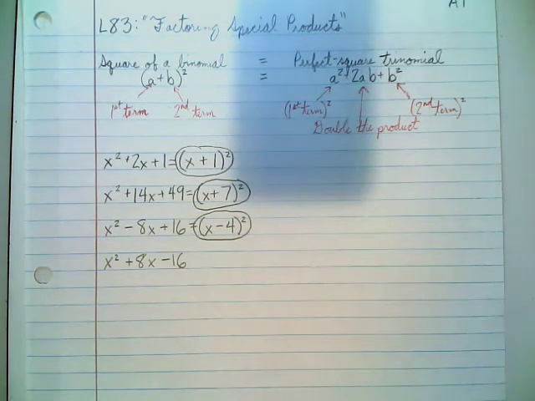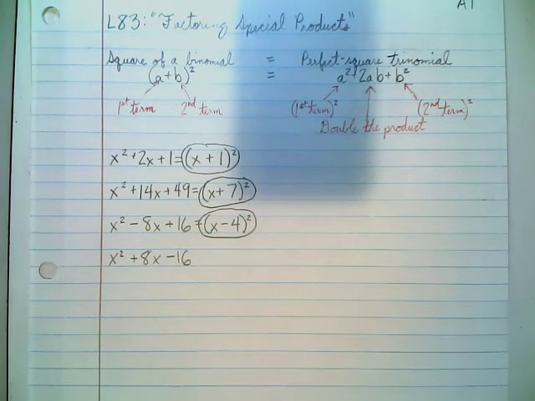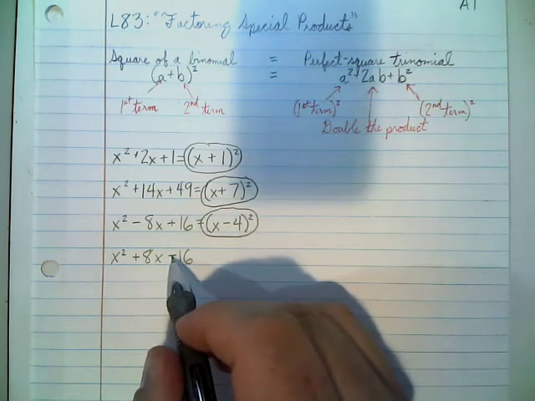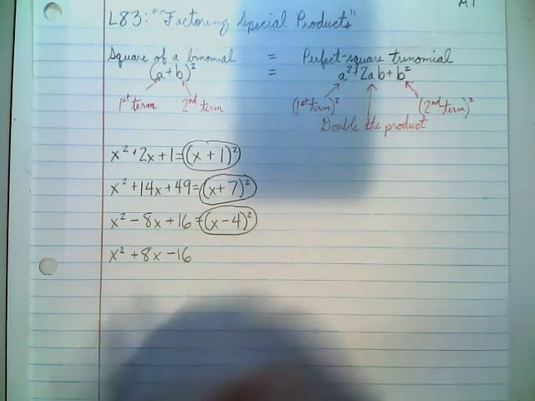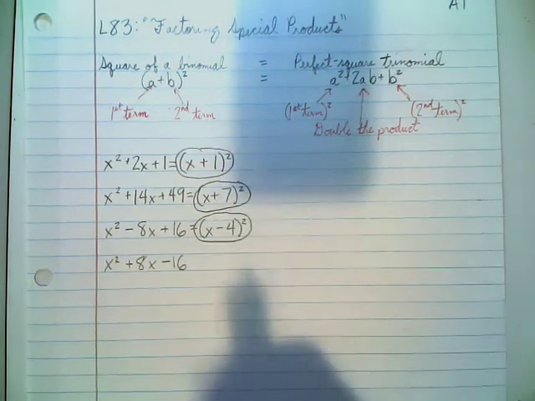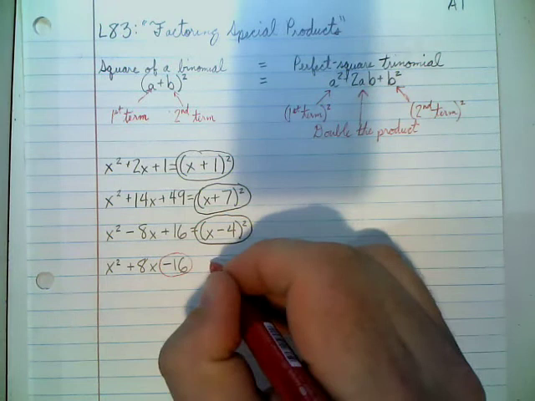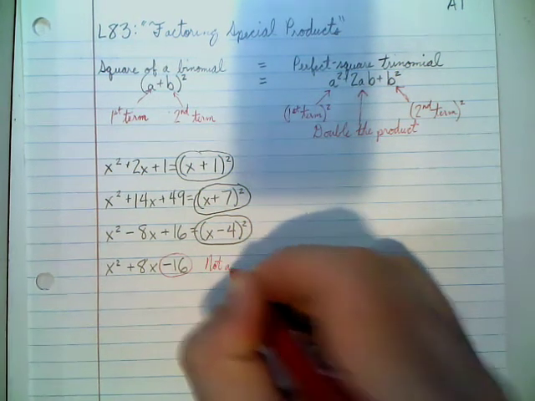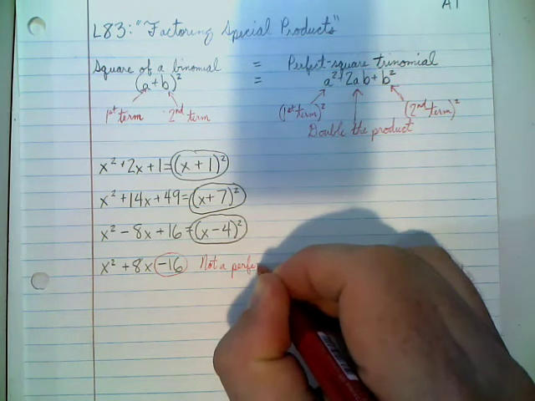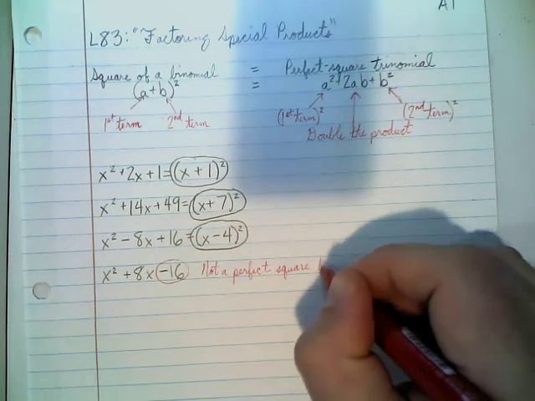So for this one here, is this the square of something? Yes, it's the square of x. Is this the square of something? No, it's not. Because remember, we have to treat minuses like negatives. So this is really a negative 16. And negative 16 is not the square of anything. So actually, we would have to say, because of this guy here, that this is not a perfect square trinomial.